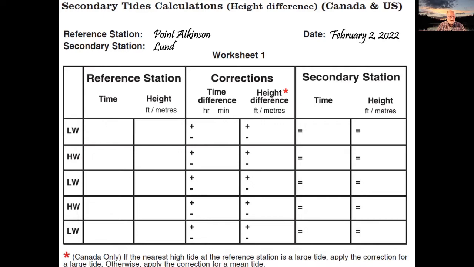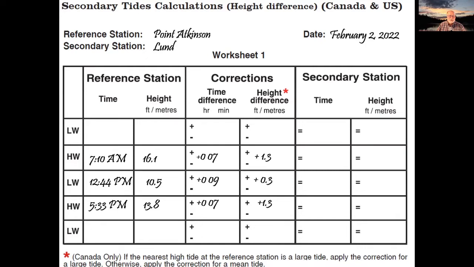So we extract the information from Point Atkinson and we place it on the correct line for the reference station columns. We then extract from the secondary tables the corrections, the time difference and the height difference for Lund. And then we just simply do the math. And this here is our tide predictions for Lund for the day.